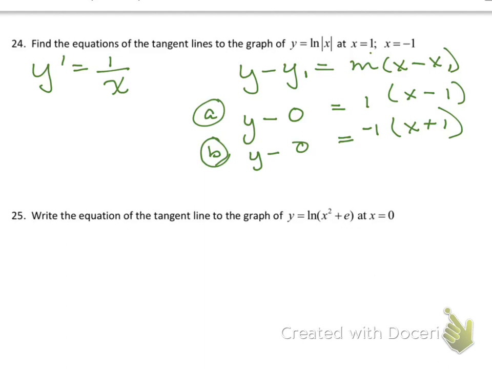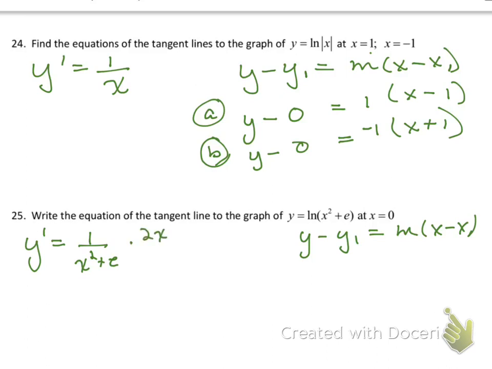Okay, number 24 says write the equation of the tangent line to the graph of y equals ln of x squared plus e at x equals 0. Okay, so you're going to write the equation of the line. I need to know that I'm going to be in this format again. Okay, and I have to take the derivative. So y prime, because that's going to get me my slope, equals 1 over x squared plus e times 2x.